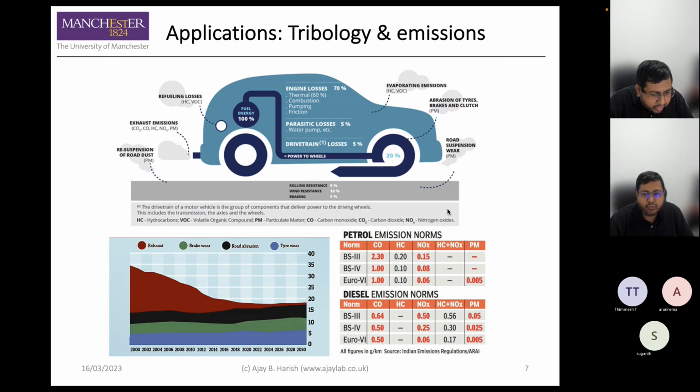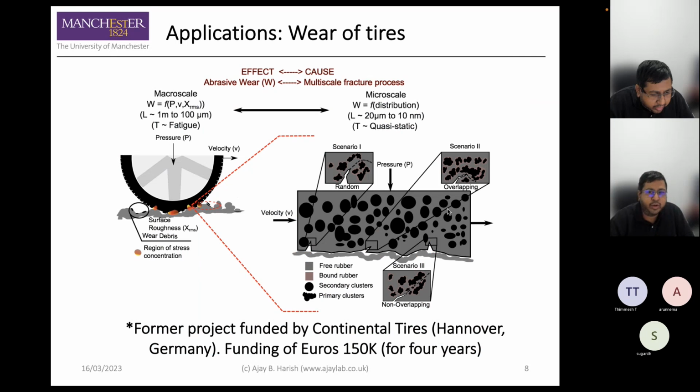So this was a project funded by Continental Tires in Hanover, Germany, where we wanted to build multi-scale modeling to look at how tires wear and how things change at the microstructural level, where you're considering them as particulate composites and cracks growing through particulate composites, and eventually what these particle sizes would be.